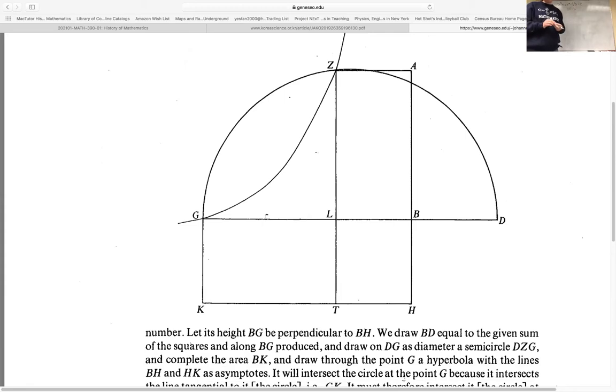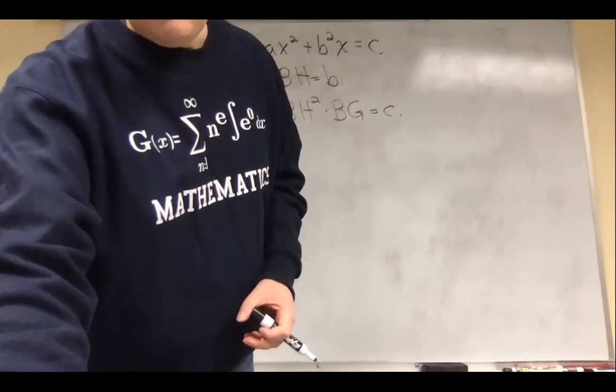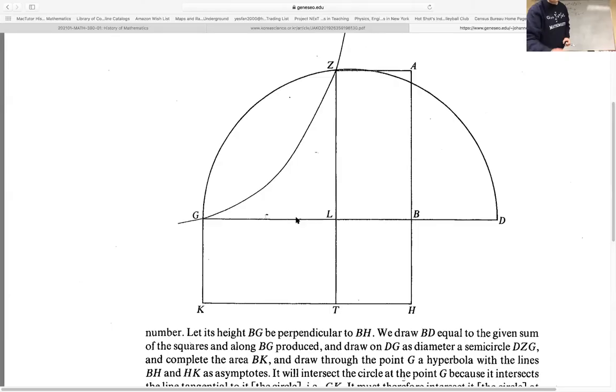Let the height BG be perpendicular to BH. So you can see, in case you care, here's BH and here's BG, and it's perpendicular. That doesn't concern us terribly much yet, but it tells us how to do some things. So in particular, what did he say? He said BH squared times BG equals C. BH squared is the base, BG is the height, and altogether that gives our volume. I'll let you see this for a moment. Here it is. Ta-da. Now I will take it away again and let you see what Khayyami has to say.